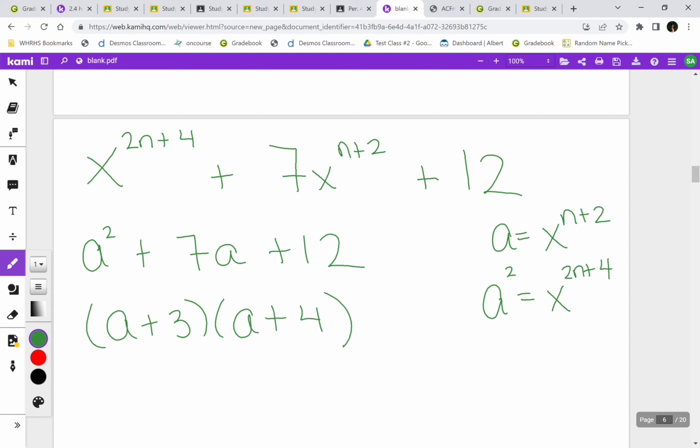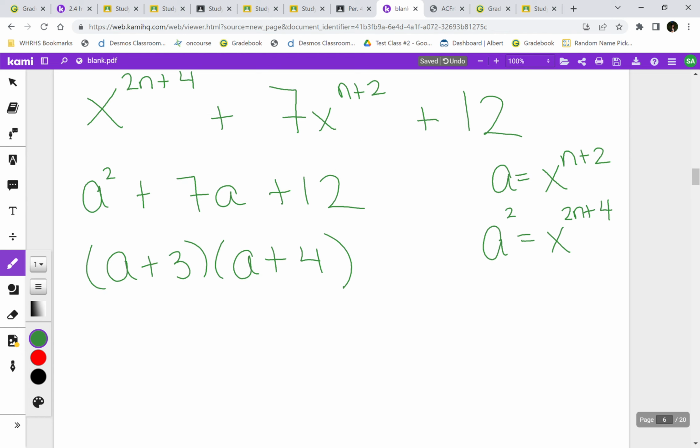What should we not forget to do? Plug back in. So remember, a is equivalent to x to the n plus 2. So we get x to the n plus 2 plus 3, and x to the n plus 2 plus 4.